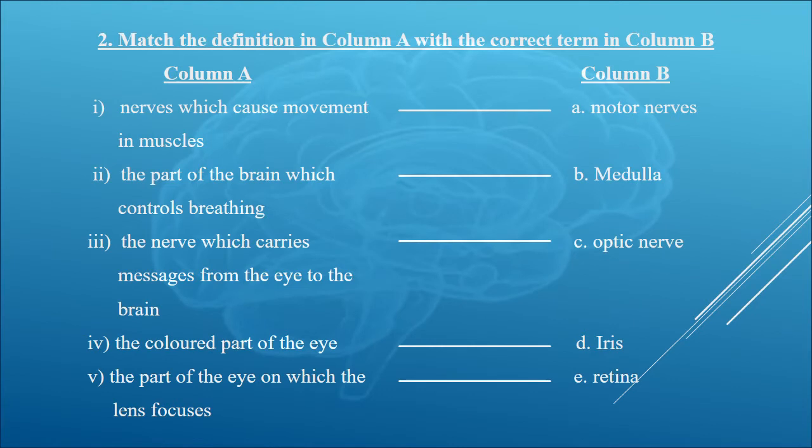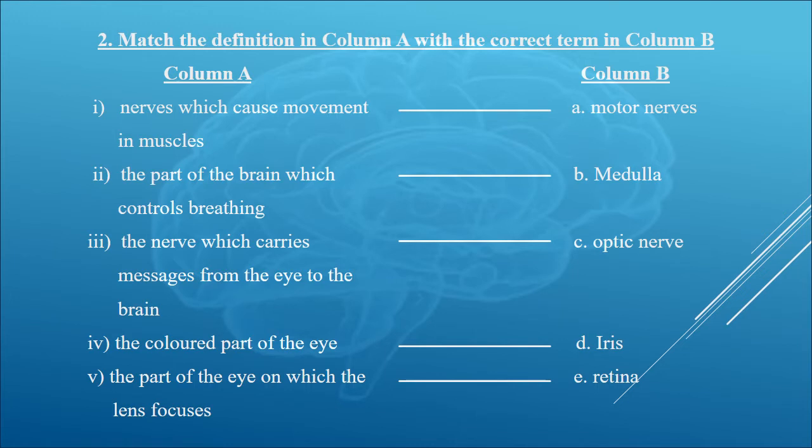Exercise 2. Match the definition in column A with the correct term in column B. Students, here are the definitions written in column A, and you simply draw a straight line with a sharp pencil to match with column B, as I have shown you in the slide. So, I must read for you all these definitions or statements. Column A, number 1, nerves which cause movement in muscles. Column B. A. Motor nerves.